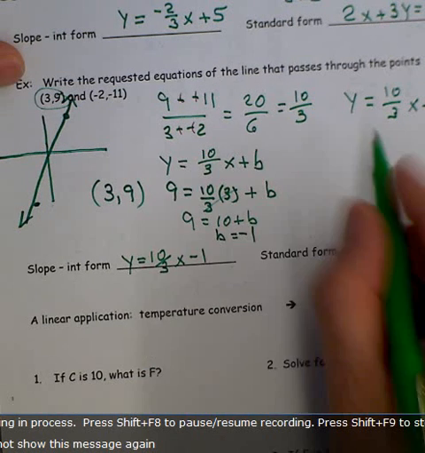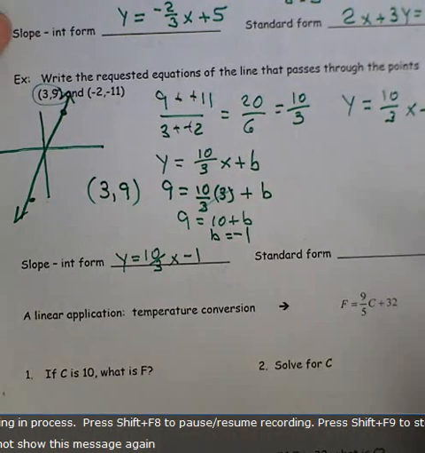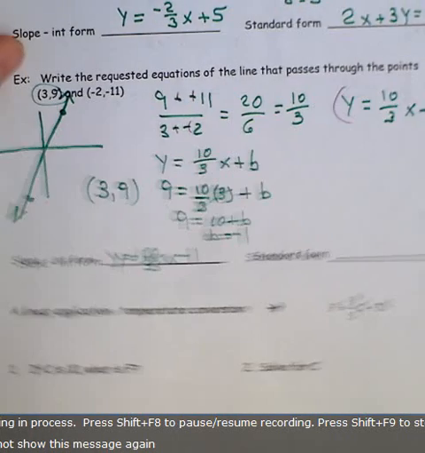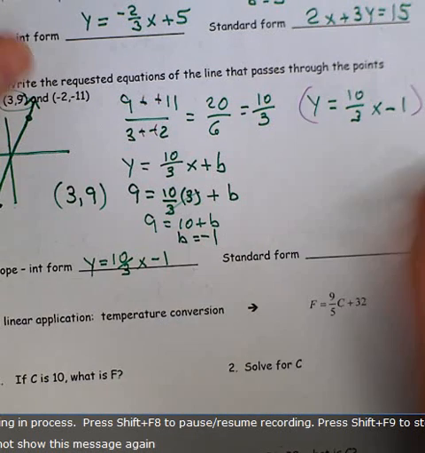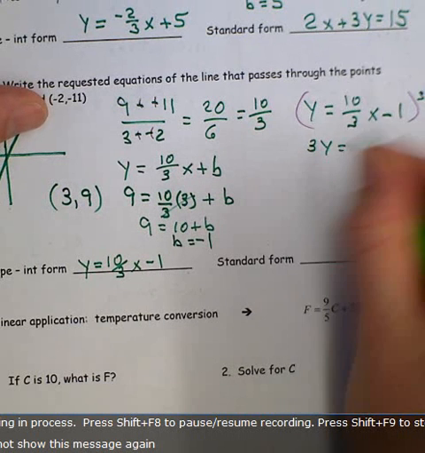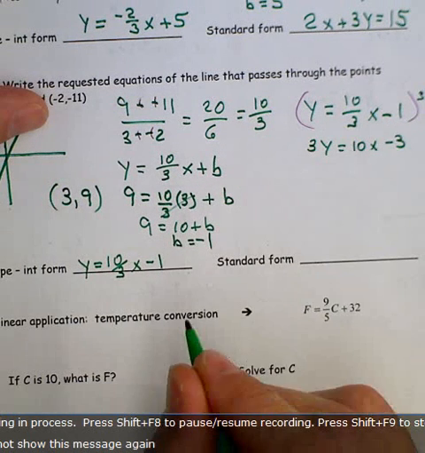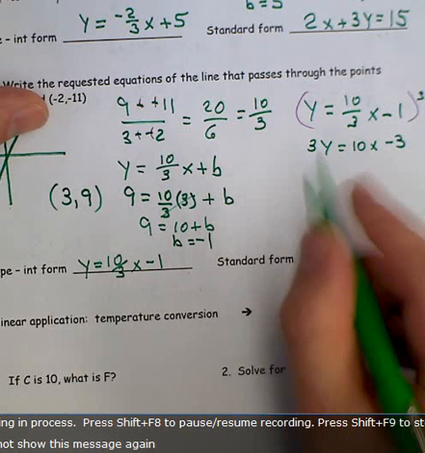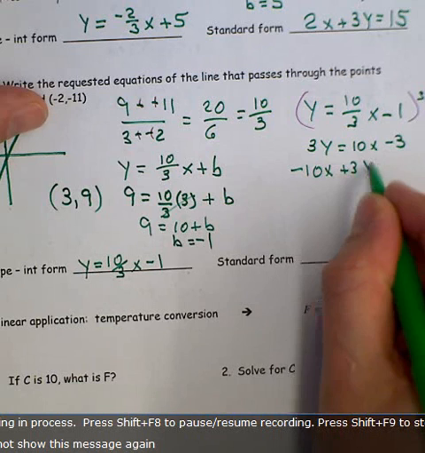To change this into standard form now, I'm going to multiply by 3. I don't want you thinking you always multiply by 3. I pick the denominator, and that's what it gets multiplied by. So when I multiply by 3, I get 3y equals, the 3's cancel out, 10x minus 3. Subtracting 10x from both sides, I get minus 10x plus 3y equals -3.